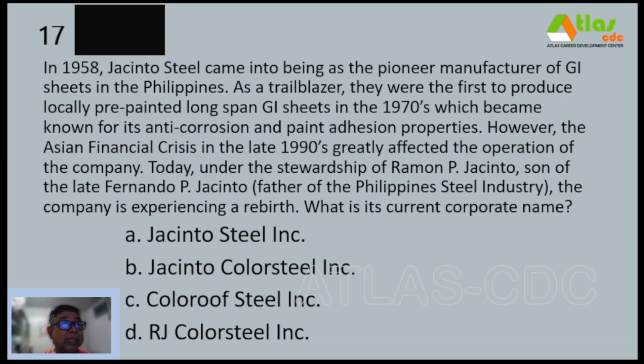What is its current corporate name? A. Jacinto Steel Incorporated. B. Jacinto Color Steel Incorporated. C. Color Roof Steel Incorporated. And D. RJ Color Steel Incorporated.